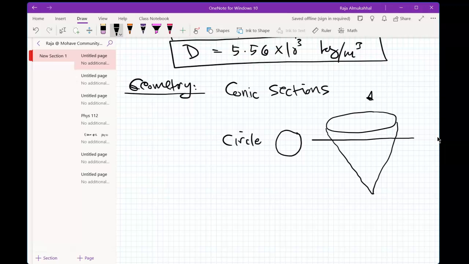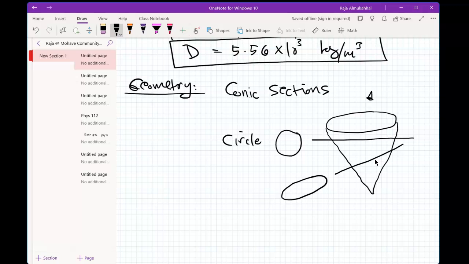However, if I take the original cone now and I cut it like this with an angle, and I look at it, here's my eye again. What am I going to see? I'm going to see something like this, kind of an oval shape. You see what I'm saying?